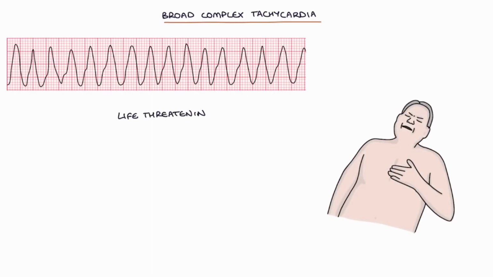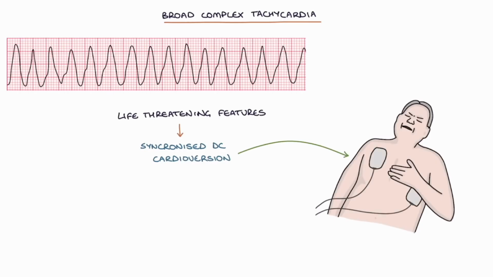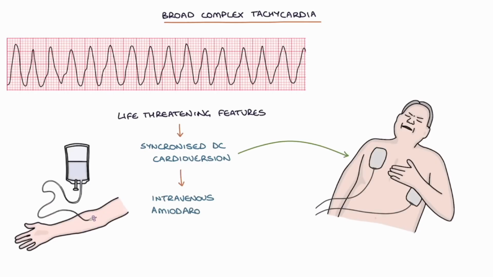Patients with life-threatening features should be treated with synchronized DC cardioversion under sedation or a general anesthetic, and intravenous amiodarone is added if the initial DC shocks are unsuccessful.